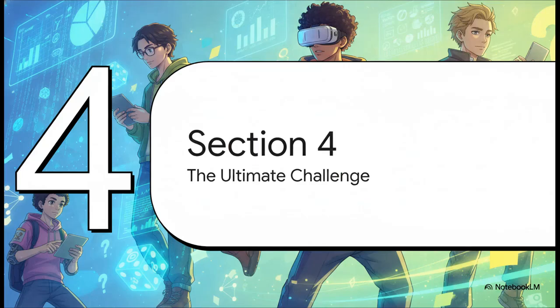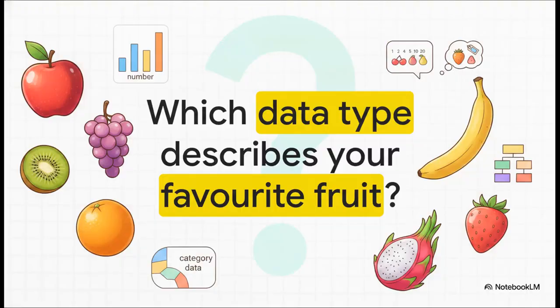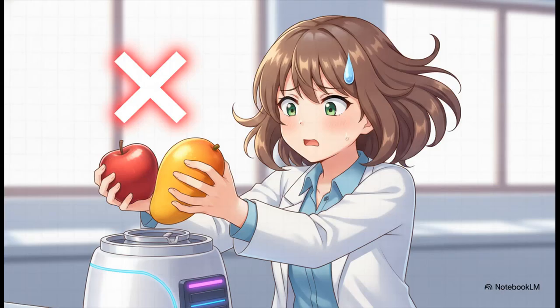Section 4. The Ultimate Data Challenge. Okay, it is game time. Get ready to pause this explainer if you need extra time and just shout out the answers. Challenge number 1. Which type of data describes your favorite fruit? Think about it. Is this a number or a category? It's categorical data. Brilliant job if you got that right. It uses labels, not numbers. Remember, you literally can't add an apple and a mango together to get a mathematical average.